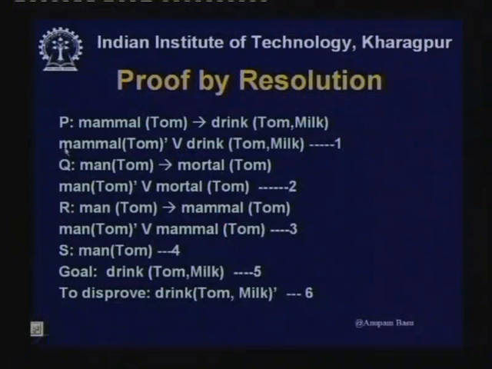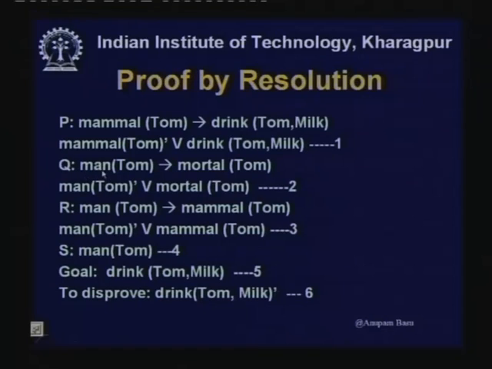Okay. So, mammal Tom implies drink Tom milk can be converted to, again mistake here, it should be not mammal Tom, yeah, it is all right. I have written it in a different way, mammal Tom prime, that is the same as not mammal Tom. So, not mammal Tom or drink Tom milk, I can write it in that way.